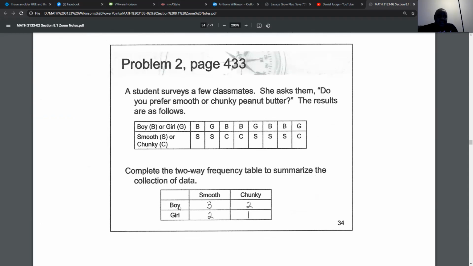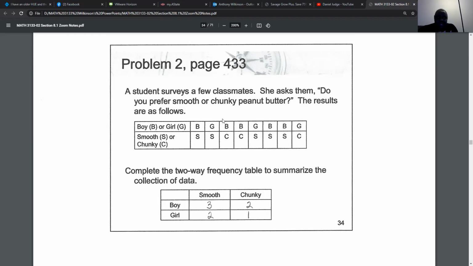So here I had to look at the number of boys that prefer smooth peanut butter. Here, the B represents the boy, S represents smooth, G represents girl, C represents chunky. So here, a B and an S means this boy prefers smooth peanut butter. And here's another observation here. One boy prefers smooth and chunky, another prefers just smooth, and another boy prefers smooth. There are 3 boys that prefer smooth peanut butter. So that's why that 3 is here.